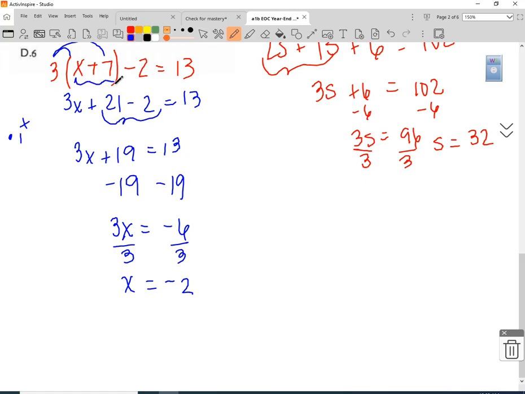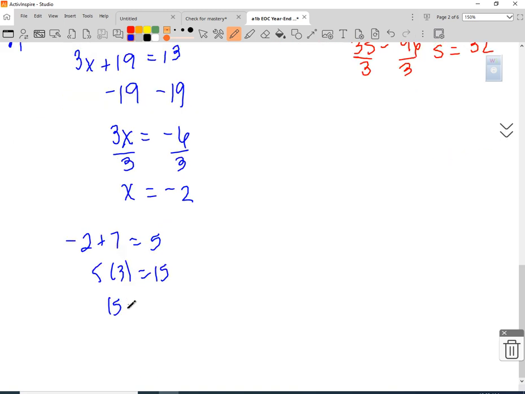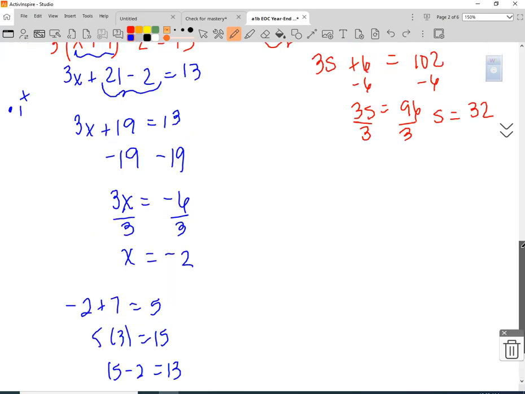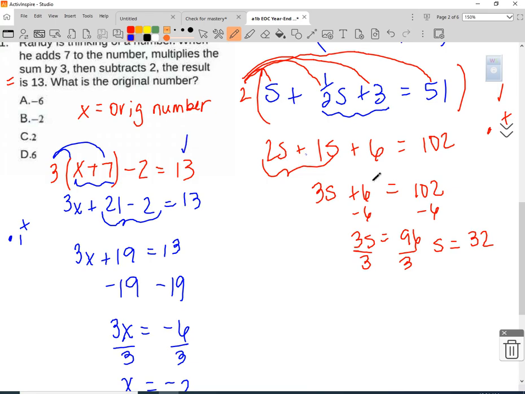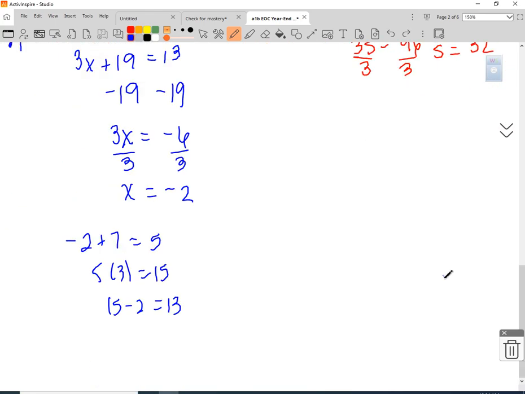So we're supposed to add 7 to the number. Then we're supposed to take that number and multiply by 3. Then we're supposed to take that value and subtract 2. What was it supposed to equal? 13. What does it equal? 13.